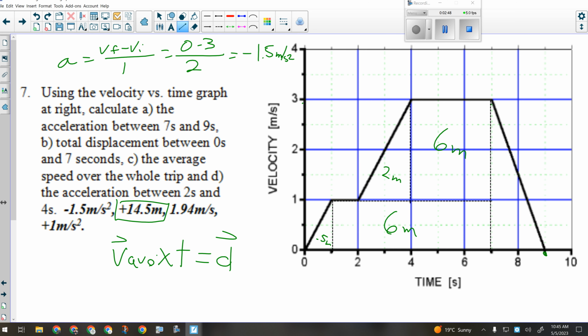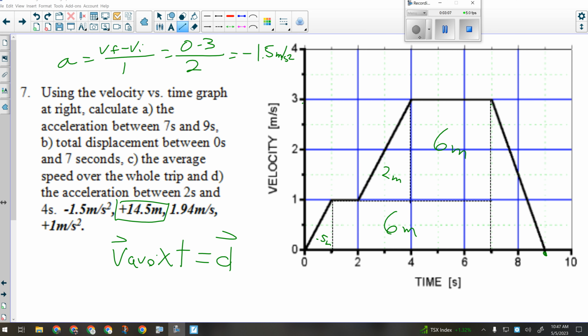All right, how many people have done C? Okay, so I have to get one more area to do C. Because it's for the whole trip, I've got that last triangle there to do. I'll give you guys a couple minutes to get ahead of me again, and then we'll look at C.